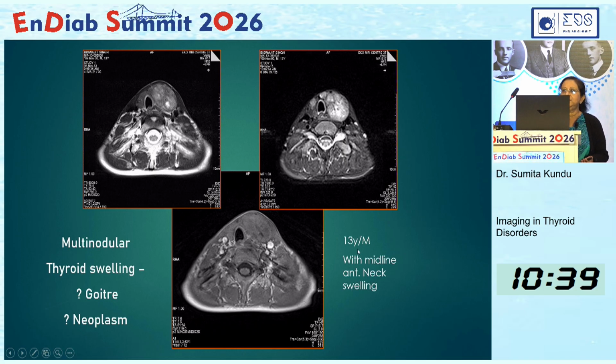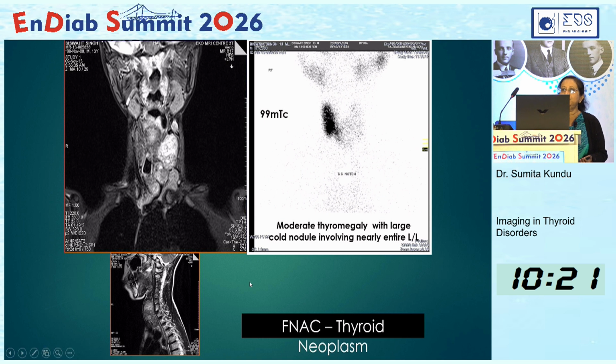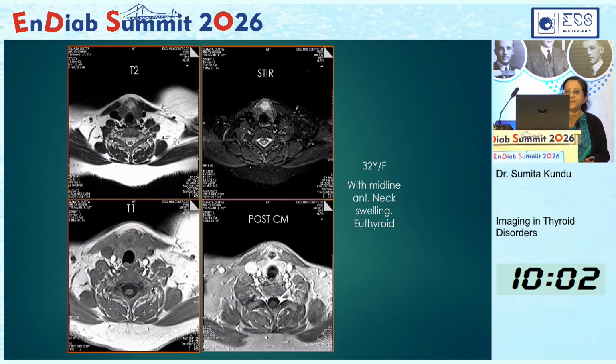This was a young child, a 13-year-old male, who came to us with a swelling in the midline and a little more towards the left paramedian aspect. We saw this mass in the thyroid gland, and also there were smaller nodules. So, we were wondering whether this is goiter or whether this is a neoplastic lesion. Patient went for a 99 technetium scan. This is a STIR coronal image. You can see an enlarged lymph node also, and this is the mass. You see that there is moderate thyromegaly with a large cold nodule in the region of the left lobe, and FNAC was done, and it turned out to be a thyroid neoplasm.